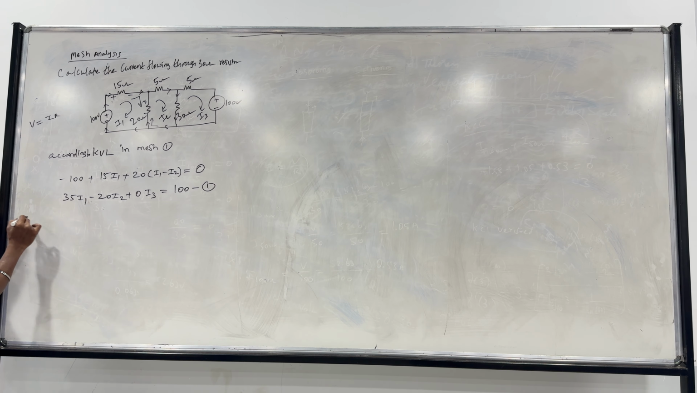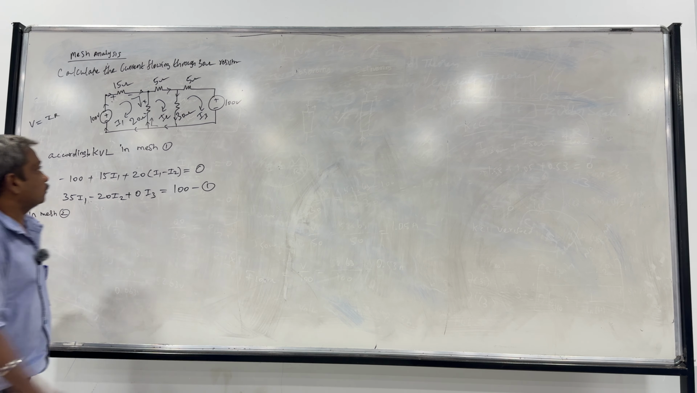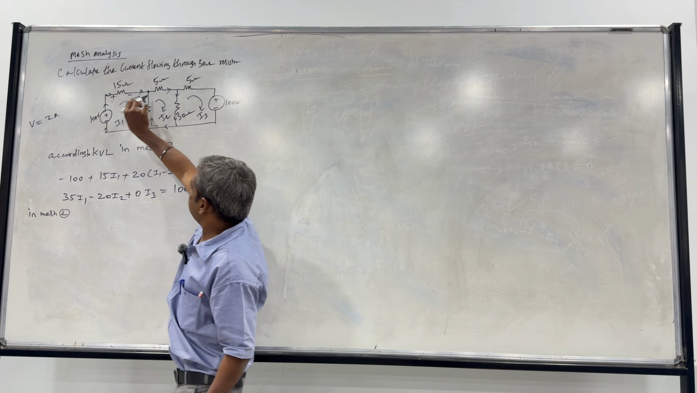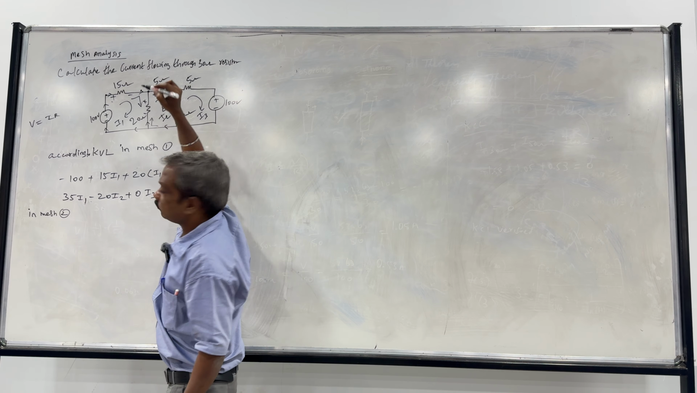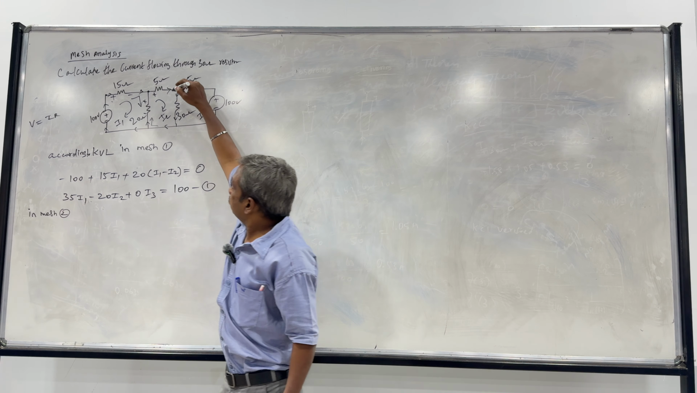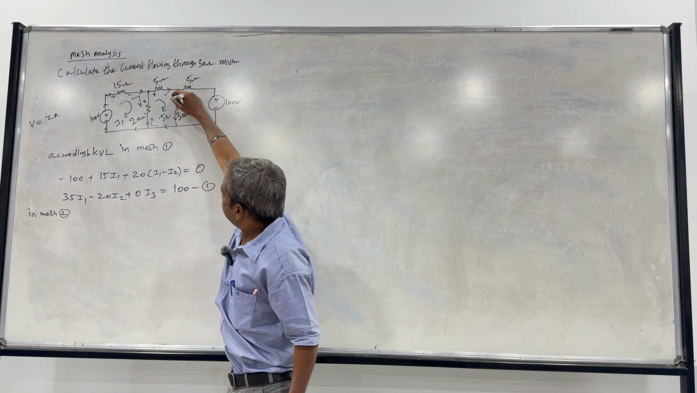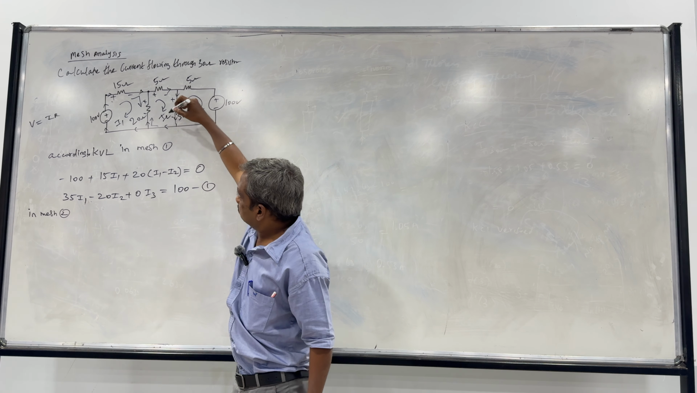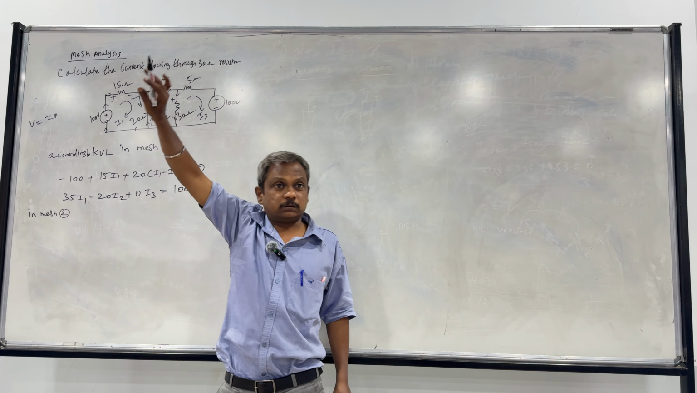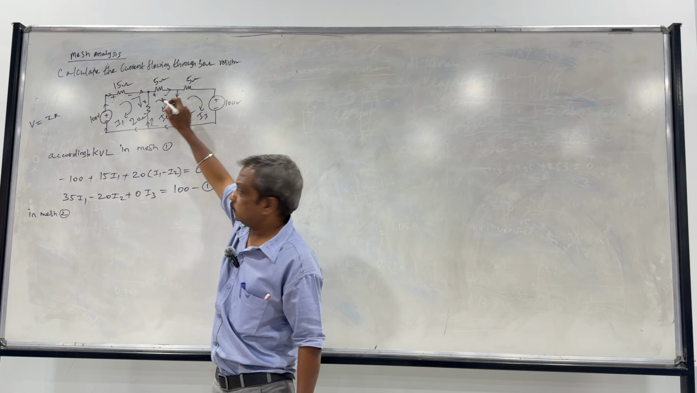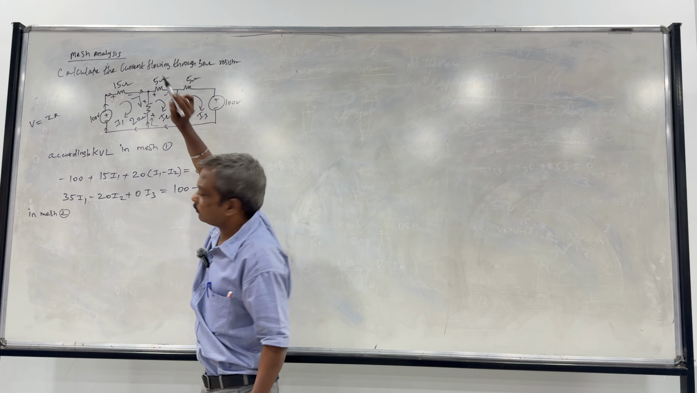According to KVL in mesh 2. Now you tell me the equation part. See, current is circulating in clockwise direction. So current is entering here, so you give positive here, and automatically negative will come here. And coming to the 30 ohm, current is entering at positive, leaving at negative. This polarity was for mesh equation 1. Now you have to give new polarity. Current is entering at the bottom, so you have to give positive here and negative there. Any doubt?